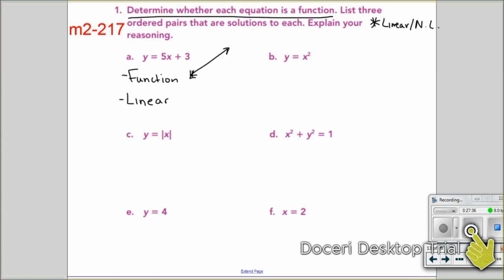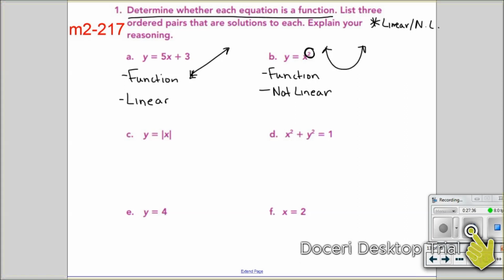Let's try B together. B says y equals x squared. Let's first talk about if it's a function. Looking at our three column notes, if the exponent is on the x, that's okay. That would be a graph like we had up above, a parabola. It would look like a U shape. So this graph is a function. But is a U shape a straight line? No, it's not. So this is not linear. If you didn't know that this equation made a U shape, what gives it away is this exponent, 2. Remember, to be linear, it cannot have an exponent.